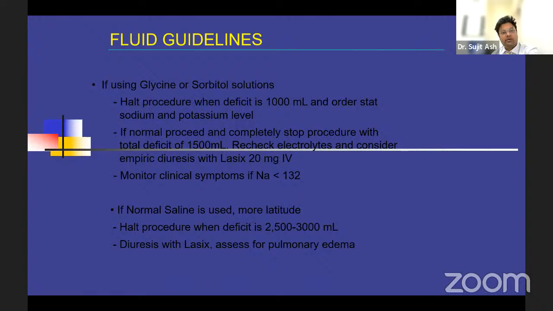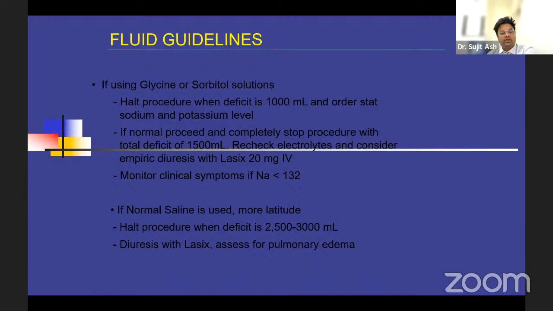Fluid guidelines: always remember to do an electrolyte level before doing any major surgery. Deficit should be less than 1000 whenever you're using a glycine solution. With normal saline solution, a deficit of around 2,500 is accepted. But always think about adding a Lasix, which can reduce the risk of pulmonary edema in normal saline. Like we discussed, hyponatremia is very common with glycine, and in normal saline you might land up with pulmonary edema.